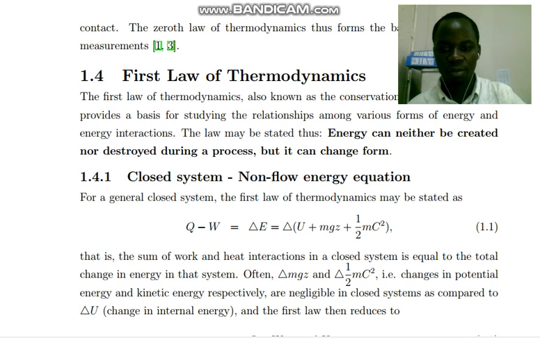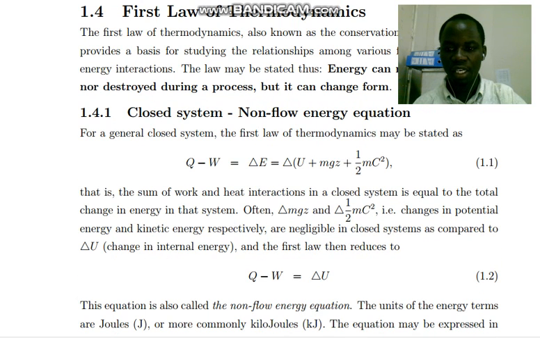For a general closed system, the first law of thermodynamics may be stated as heat minus work is equal to the change in energy. The expression for change in energy is the change in internal energy U, plus the change in potential energy, which is mass times gravity times the elevation Z, plus the change in kinetic energy, which is a half times mass times the velocity squared. That is, the sum of work and heat interaction in a closed system is equal to the total change in energy in that system.